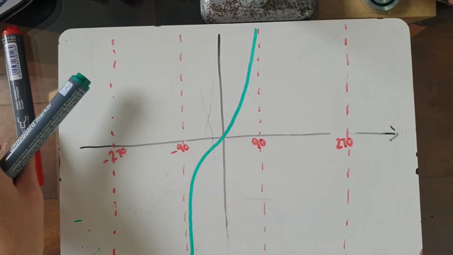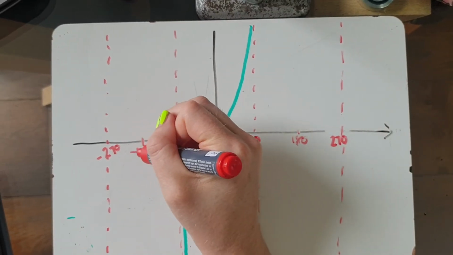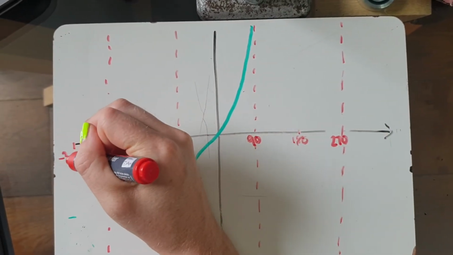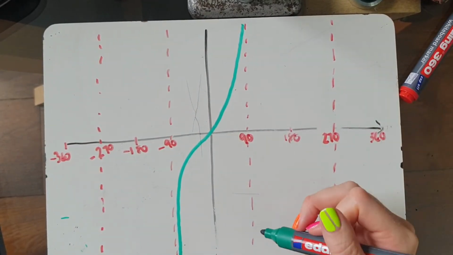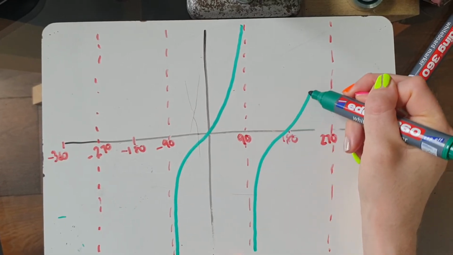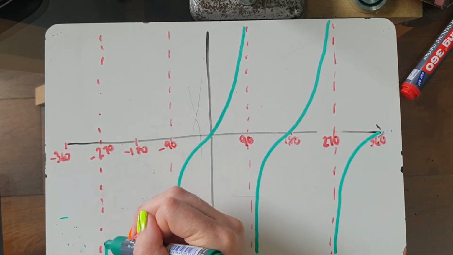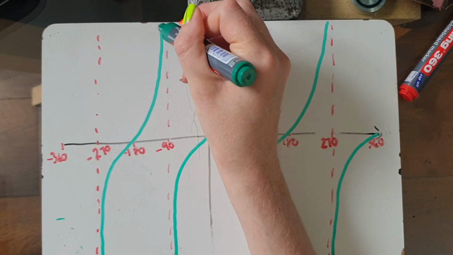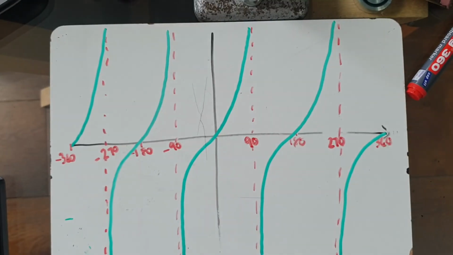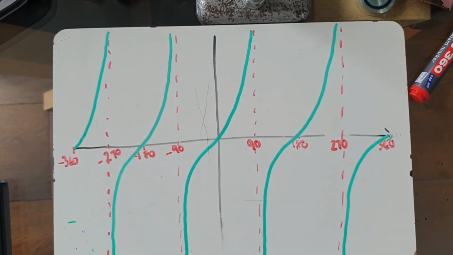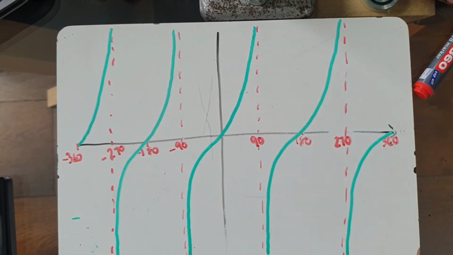And then we've got these midpoints. So this is 180 here. This is negative 180 here. So this will be negative 360. This will be positive 360. And it's just the same pattern over again. So that is what the graph of y equals tan x looks like, and these are going up to infinity and down to negative infinity.